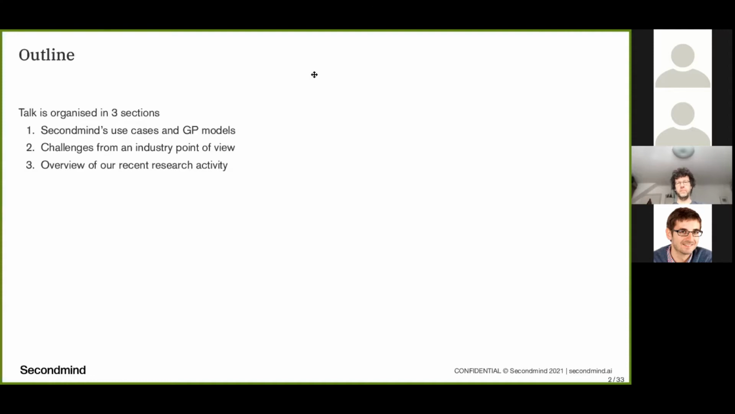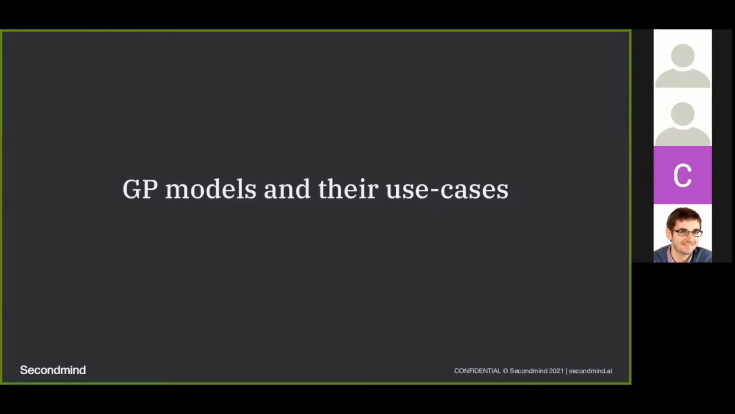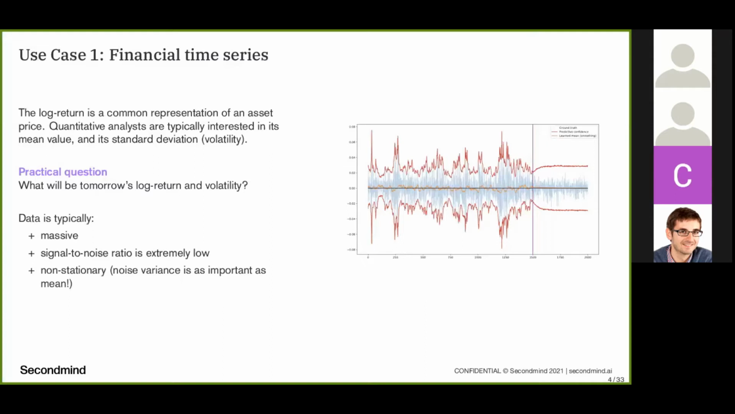The first one is I present briefly some use cases for Gaussian process models. And I will present the challenges from an industry point of view and give some examples and a brief overview of some of the research we've done for each challenge. Okay, so let's start with the use cases for GP models.